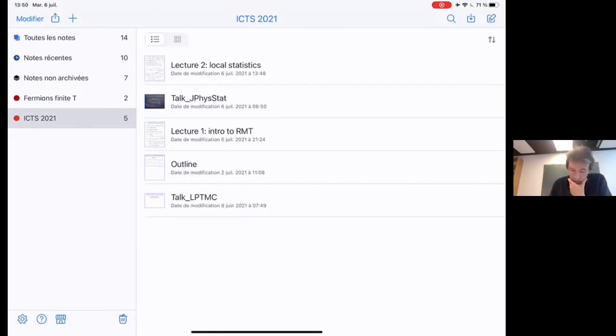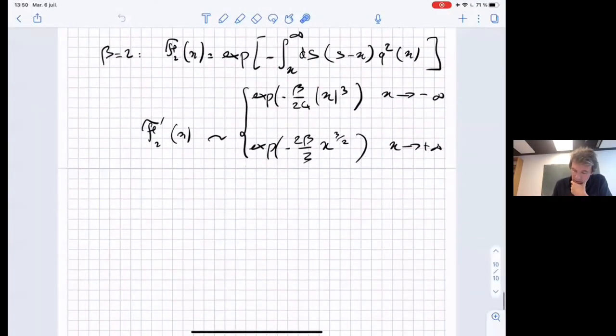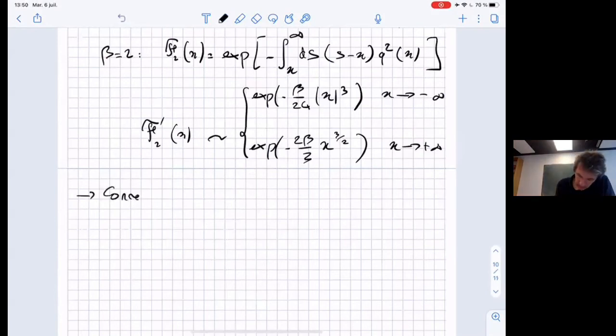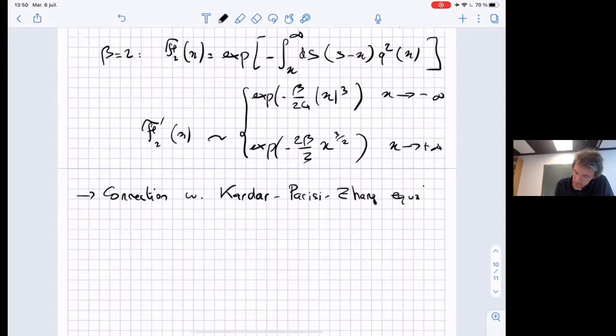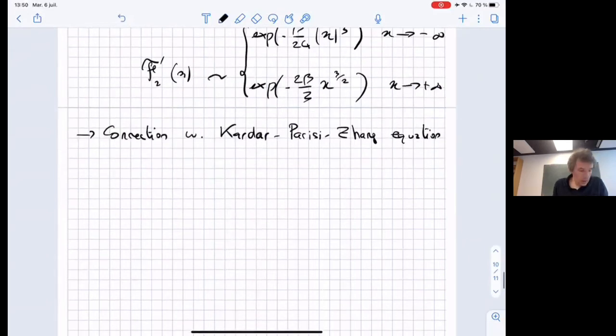So what's the link between this Tracy-Widom distribution and KPZ? For that, I need about 10 minutes, that should be fine. I need to show you how this Tracy-Widom appears in the context of the Kardar-Parisi-Zhang equation. So let's look at a 1+1 dimensional problem.